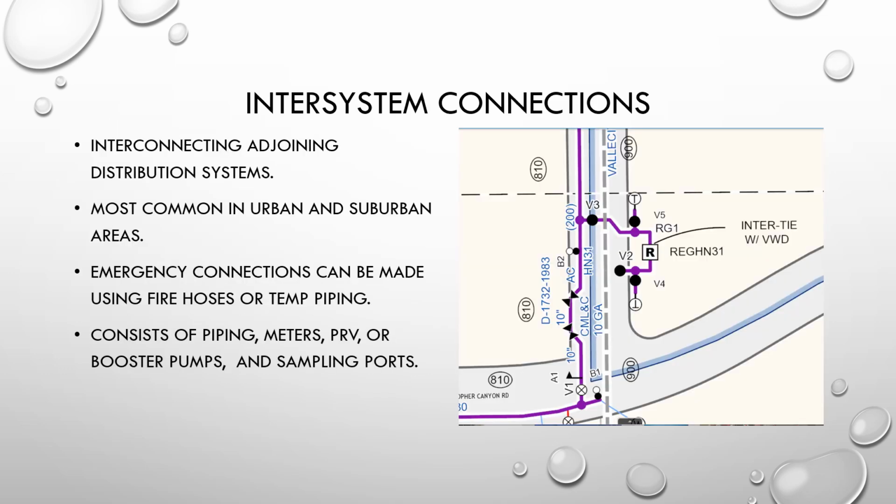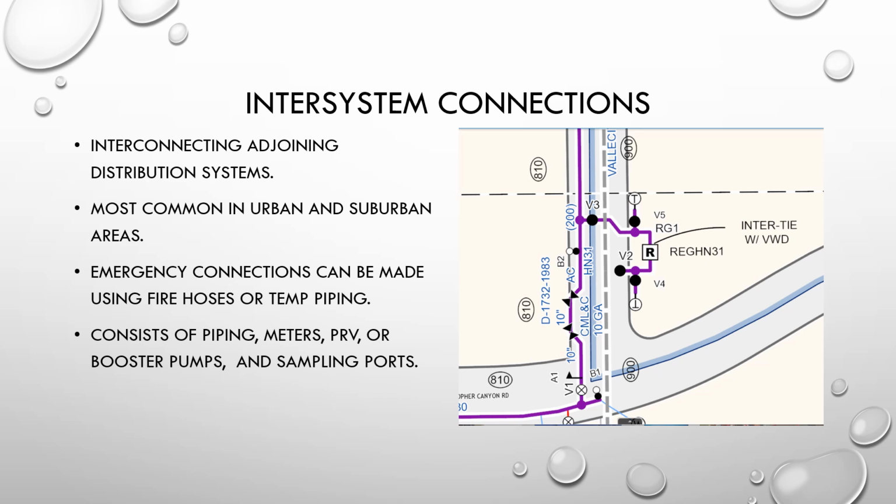Right. Inter-system connections. These are really common. Everyone wants to be good stewards and neighbors with other member agencies. And that's why you have these inter-system connections. And it's a way of taking water from your neighbor to help supplement you during times of need. It's most common in urban and suburban areas, and it's definitely an emergency source should you need it.